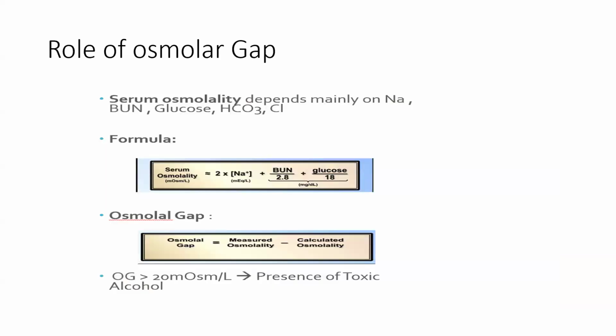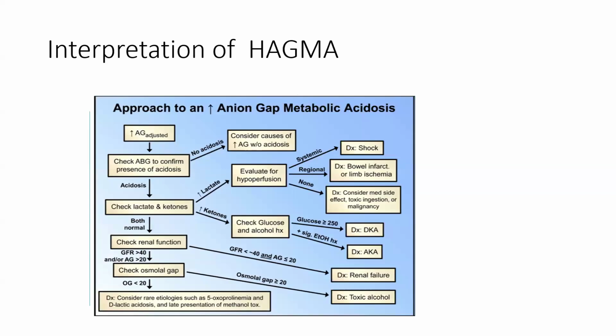Now the next step is to calculate the osmolar gap. For this, we should know the serum osmolarity. To calculate serum osmolarity, the formula is 2 × sodium plus BUN/2.8 plus glucose/18. The osmolar gap is measured osmolarity minus calculated osmolarity. If the osmolar gap is more than 20, then there is a presence of toxic alcohol.